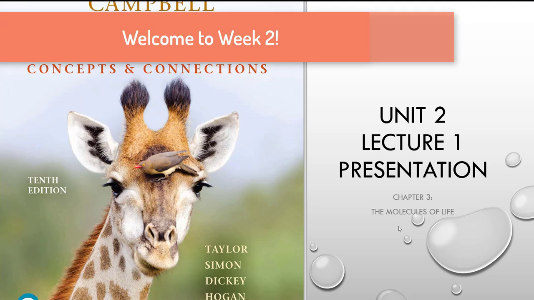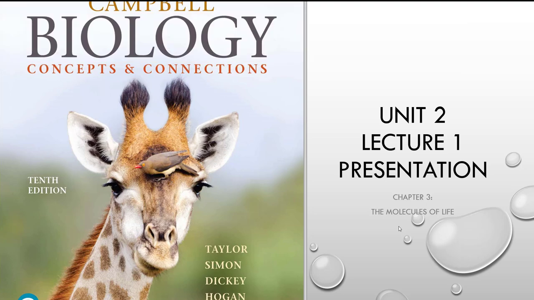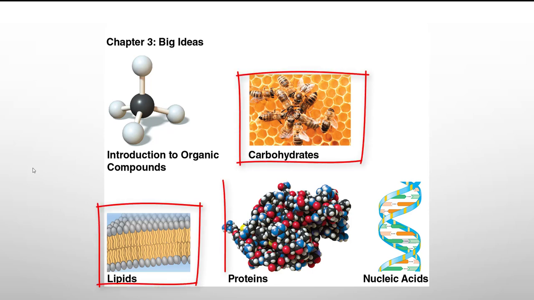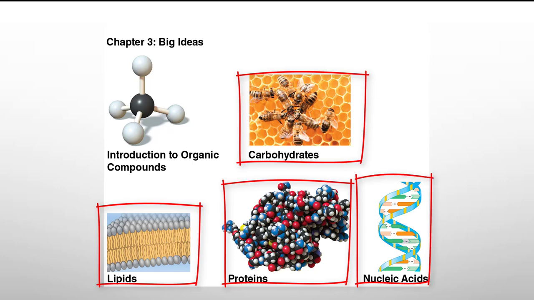And this week covers just one chapter. So we're going to cover Chapter 3, which is the molecules of life. This chapter is divided into basically 5 subsections. We're going to introduce what organic compounds are, as well as describe the 4 macromolecules of life: the carbohydrates, the lipids, the proteins, and the nucleic acids, which basically make up you.